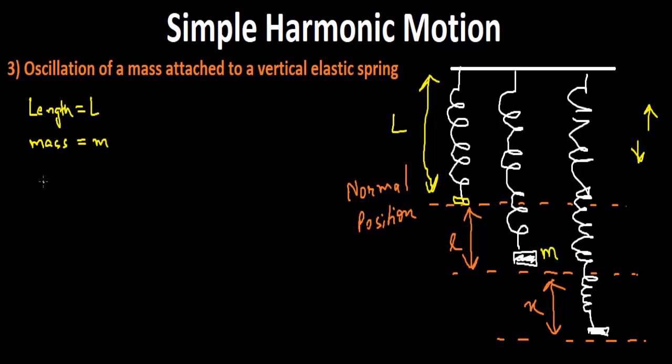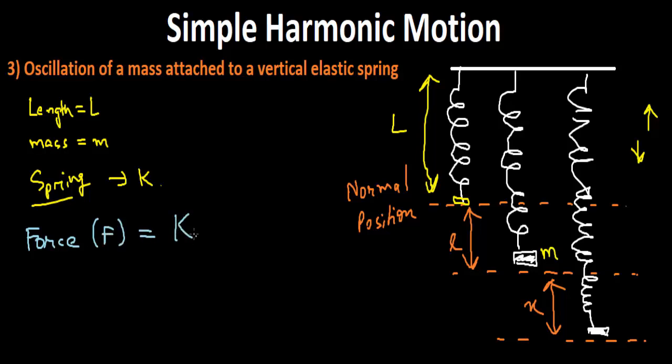And for the spring there is something known as K, that is the spring constant. So spring constant K. Now we'll be seeing the force that is exerted by the spring. So the force exerted by the spring, we are taking it as F, so that is Kx. So this is the standard formula.